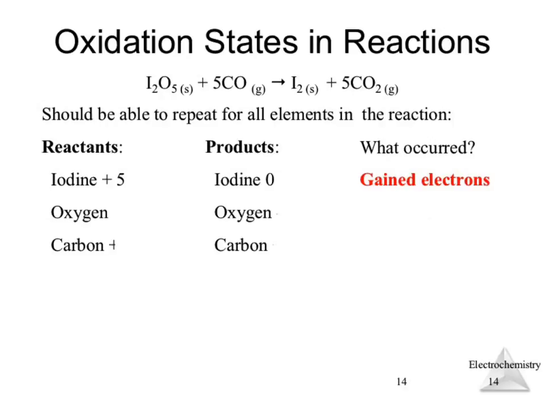Okay. What happened to the oxygen? What is the oxidation state of oxygen? Negative 2. What is the oxidation state of oxygen? Negative 2. Did it change? Okay. So what occurred? Silence was not a bad answer. Didn't change. We didn't get a change. Okay. What happened to carbon? We kind of got a hint there. Started at a plus 2 and it became 4.